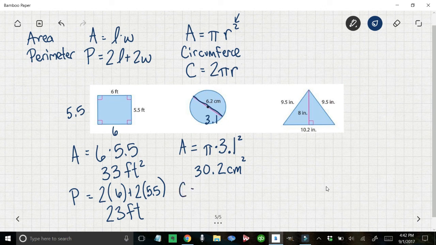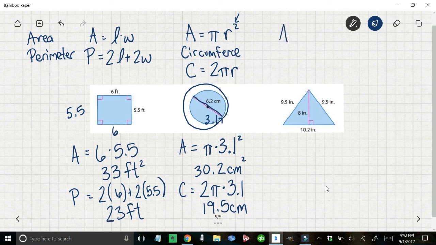circumference, same thing. I'm multiplying 2 times pi times the radius, so the radius is 3.1, and when I multiply that out, that is 19.5 after you round it, and the circumference is just the length around that circle, so that would just be a number of centimeters for this one.